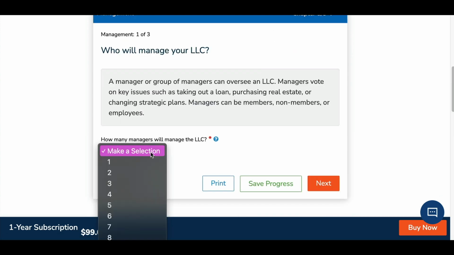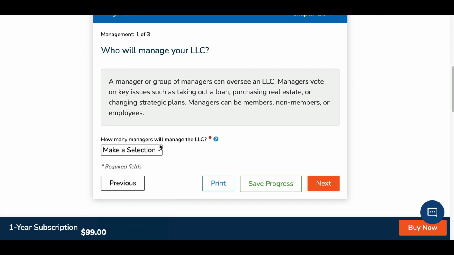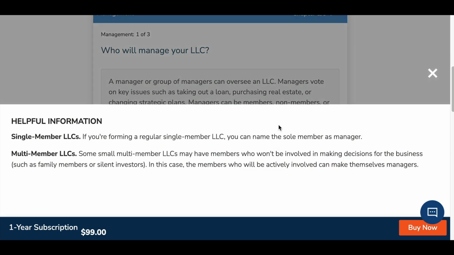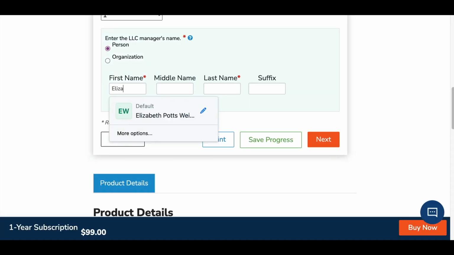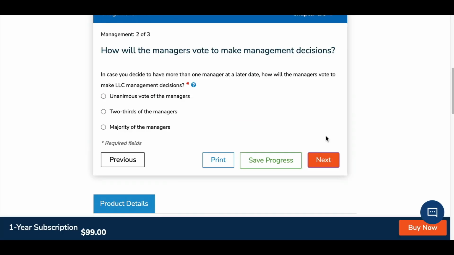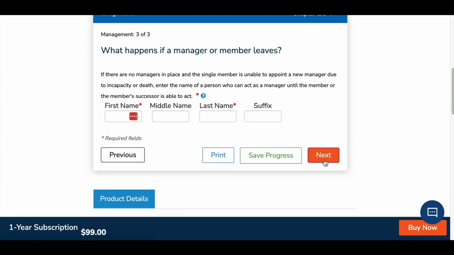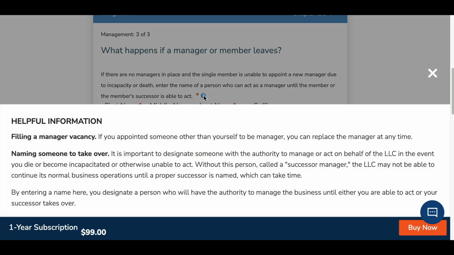How many managers will there be? It's kind of interesting that they say managers, like they're requiring you to have managers, but you actually aren't required to have this. But I'm just going to put one. And still me. How will the managers vote to make management decisions? This doesn't even really make sense for one owner, but that's fine. If there's nobody, the person can act as a manager. So this isn't something that I usually put in here.